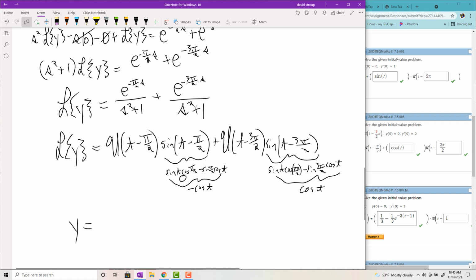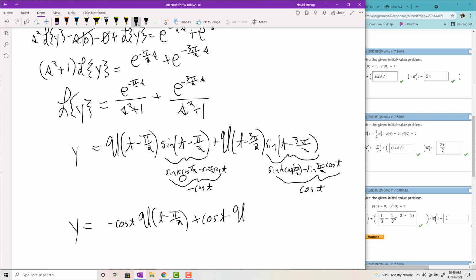So y will equal, and I sort of already did the transform there, so I can erase this. I already did the inverse transform. So anyways, y will equal, let's write it, negative cosine t u of t minus pi over 2 plus cosine of t u of t minus 3 pi over 2. Okay, so that should be the answer.